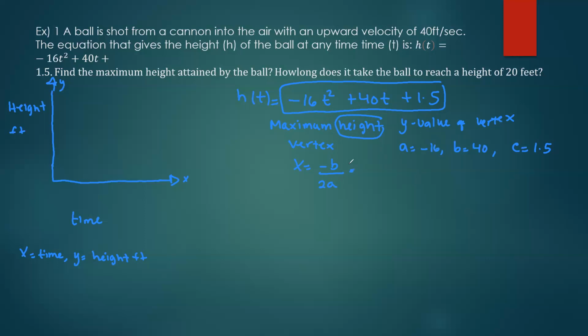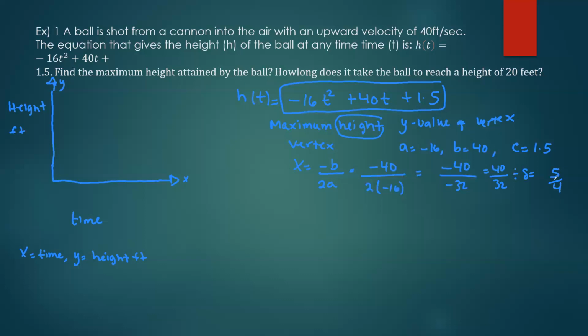So we just put it in this formula. x equals the opposite of b over 2a. The opposite of b is -40, and then it's 2 times -16. 2 times -16 is -32. So when you put it all together, you get 40 out of 32, which can be reduced by 8. So that is 5 over 4.